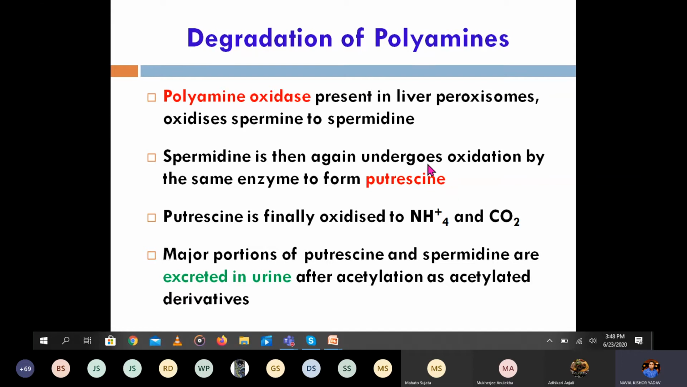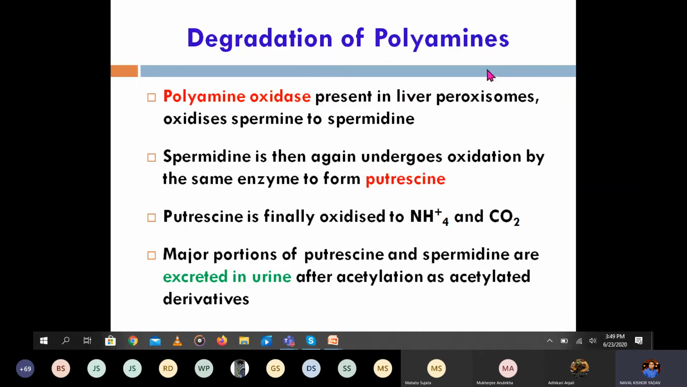Now finally this putrescine is converted into ammonia and carbon dioxide. These are the two products which are formed, ammonia and carbon dioxide. And the putrescine and spermidine are excreted through the urine. And how is it excreted? It will undergo acetylation, and acetylated derivatives are excreted out. This is the major portion. It undergoes the process of acetylation, and these acetylated derivatives are being excreted out.